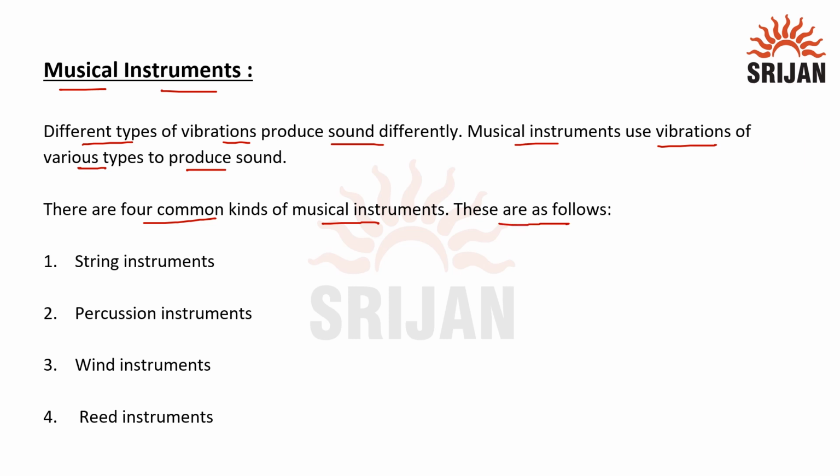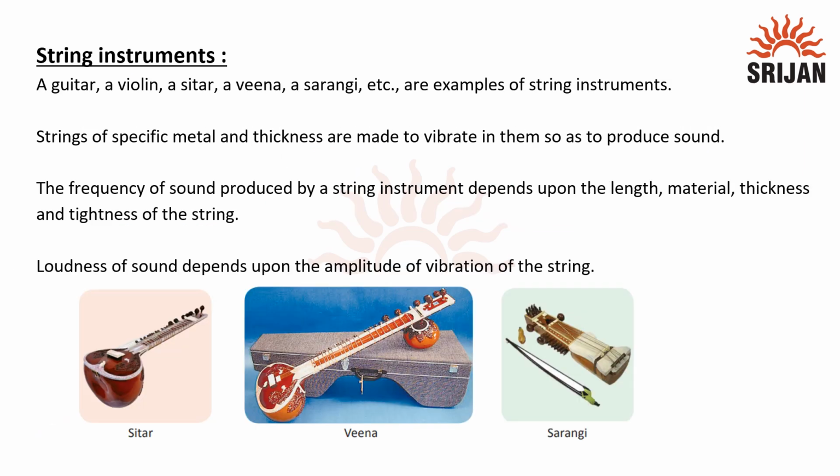These are as follows. First, string instruments. Second, percussion instruments. Third, wind instruments. And fourth, reed instruments. Let's understand all these types of instruments one by one. First one is string instruments.